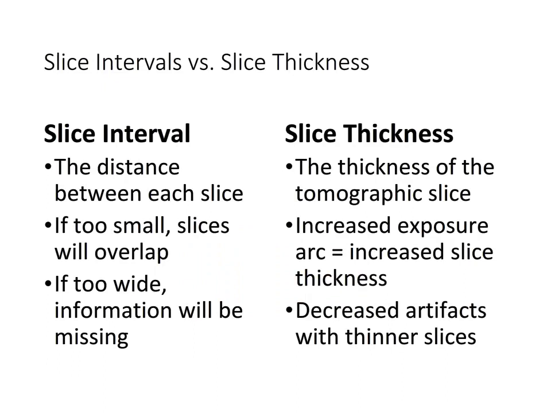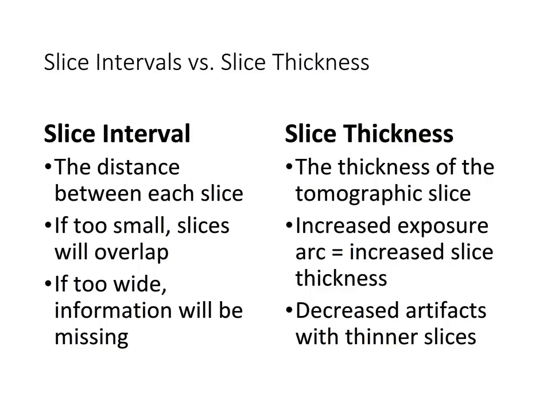Slice interval and slice thickness are two terms a technologist should understand. The slice interval is the distance between each slice. If this is set too narrow, the slices will overlap, and this will increase patient dose unnecessarily. If the slice interval is set too wide, there will be information missing because the slices will not cover the volume of anatomy. Slice thickness, on the other hand, is the thickness of the actual slices.